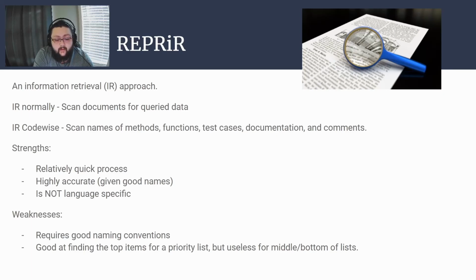The weakness is that the accuracy is dependent on those naming conventions, so bad naming conventions will very much hurt the process. Also, a weakness is that while it's very good at finding the items at the top of a priority list, it is pretty much useless for finding things in the middle and the bottom. We will go deeper into this weakness for the priority list when we get to our novel idea section.